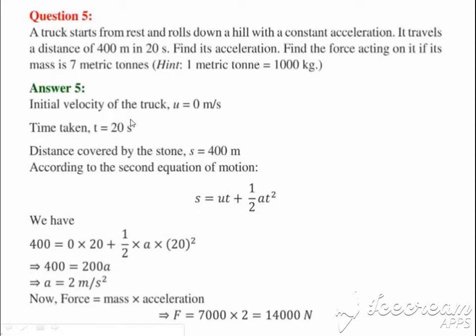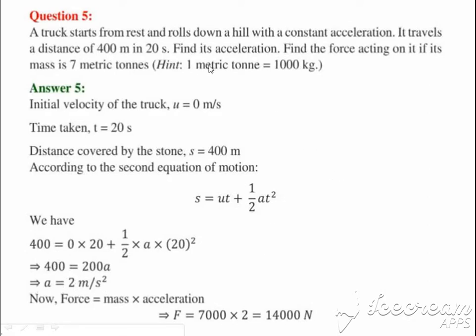So first of all, always write the given things. You have written U, T, S. Now use an equation of motion, as you have to find acceleration and distance and time are given. The equation of motion that fits here is S equal to ut plus half at square. Now if you solve this, 0 into something is 0, half a into 20 square. 20 square is 400 and this 2 will cut into 400, giving 200a. 400 divided by 200, a is equal to 2 meter per second square.